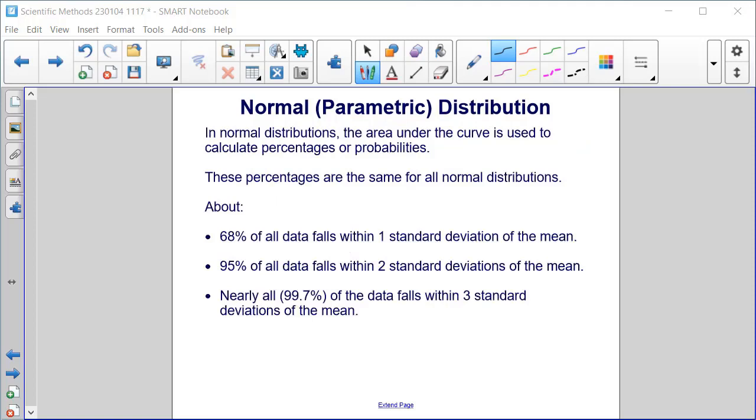In normal distributions, the area under the curve, we saw the curve on the previous slide, defined by those borders on either side, the area enclosed there is used to calculate percentages or probabilities. These percentages are the same for all normal distributions. About 68% of all data falls within 1 standard deviation of the mean. 95% of all data falls within 2 standard deviations of the mean. And nearly all, 99.7% of the data falls within 3 standard deviations of the mean.